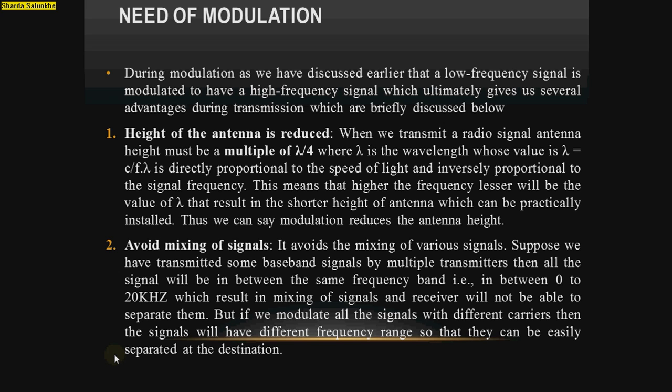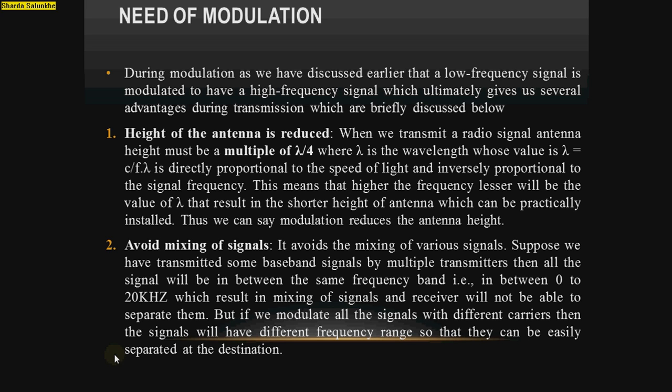The first need is that the antenna height is reduced. When we transmit the radio signal, antenna height must be a multiple of lambda by 4, where lambda is the wavelength whose value is c divided by f, and is directly proportional to the speed of light and inversely proportional to the signal frequency. This means that the higher the frequency, the lesser will be the value of lambda. That results in a shorter height of the antenna, which can be practically installed, and thus we can say that modulation reduces the antenna height. This is the first need of modulation, that is to reduce the antenna height.